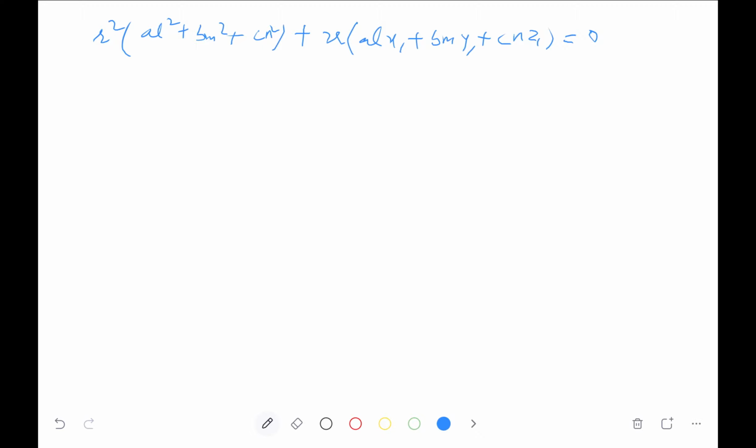Now this point lies on the conicoid also. This point lies on the conicoid. That's why the constant term was 0, that is ax1 square plus by1 square plus cz1 square minus 1 is equal to 0. So this is the tangent plane to the central conicoid.